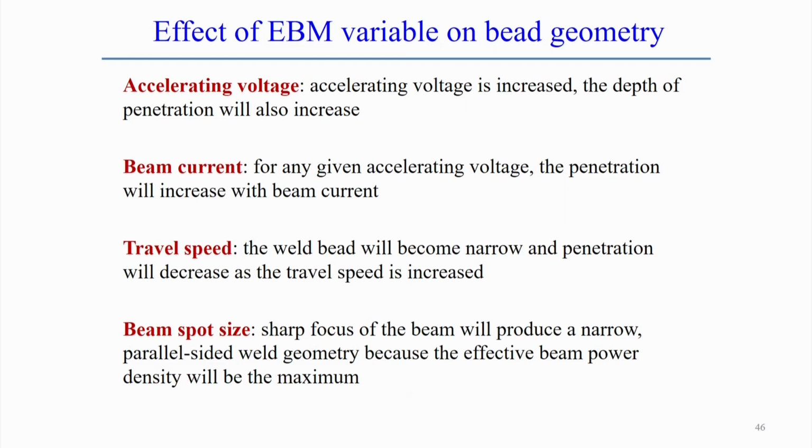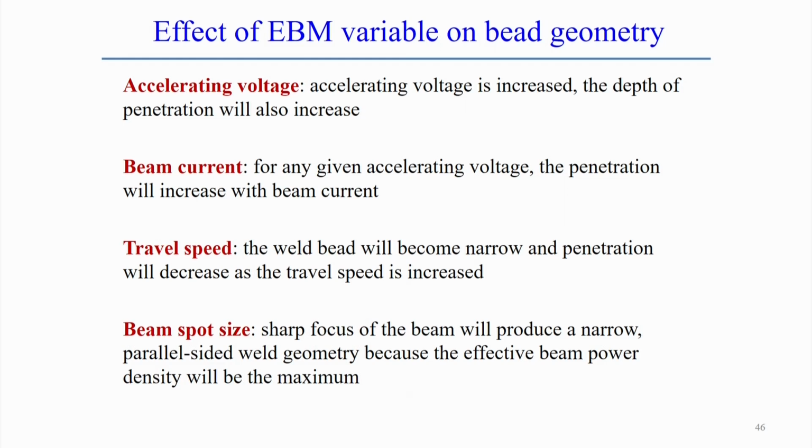If travel speed is very low, a larger amount of energy goes to the workpiece surface, which increases penetration. So with respect to that, the weld bead will become narrow and penetration will decrease as the travel speed increases. Travel speed increasing means less energy, which decreases the penetration.